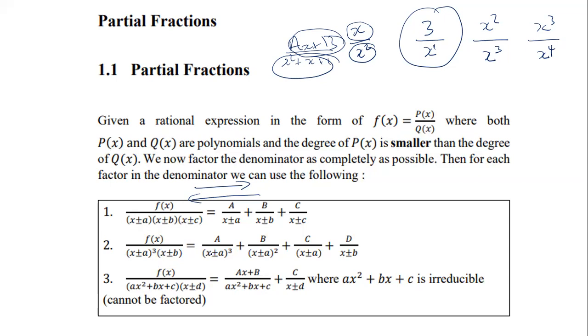But remember, the degree at the top is supposed to be smaller than the degree at the bottom. So if here we had a quadratic at the bottom, that means at the top we're going to have what? A linear. If we have a cubic function at the bottom, that means at the top we're going to have a quadratic. That's just how it goes.